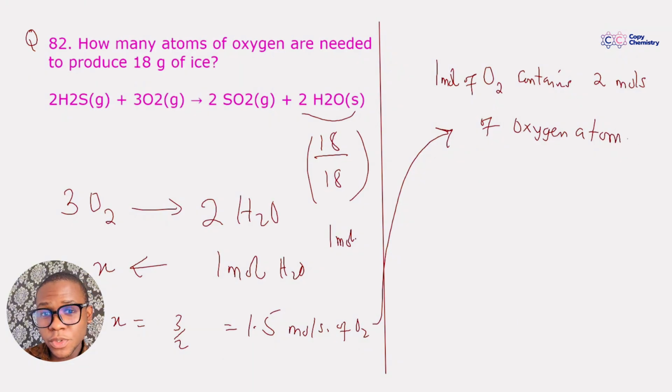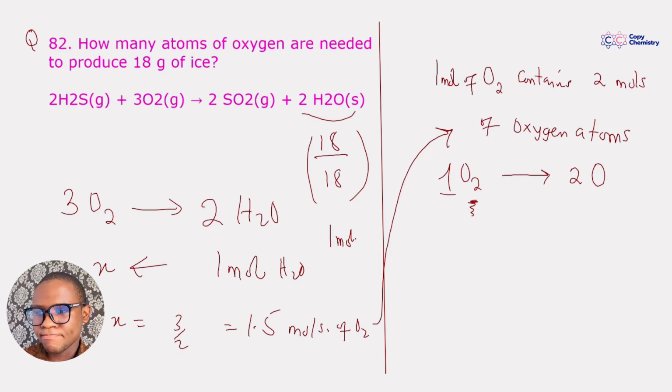Okay, 1 mole of oxygen. Oxygen is O2. So 1 mole of oxygen contains 2 moles of oxygen atoms. It's like having O2 and then breaking it down to 2O, right? I'm doing a little dissociation there. So that's 2 oxygen atoms. So you can see here now that 1 mole of oxygen gas, O2, contains 2 moles of oxygen atoms. Do you understand it now?